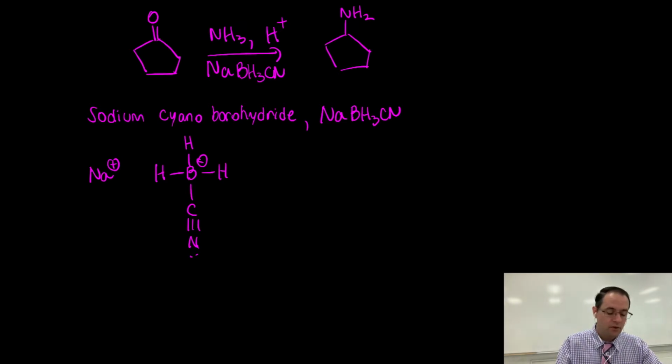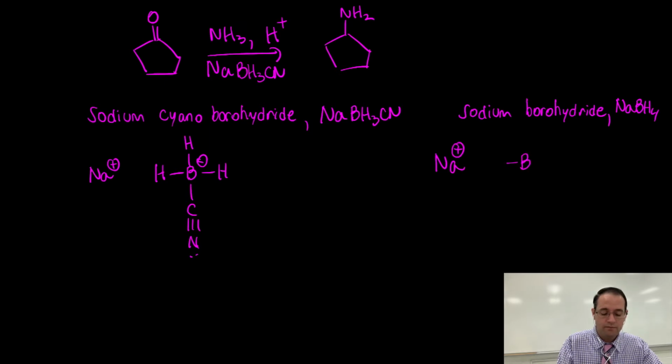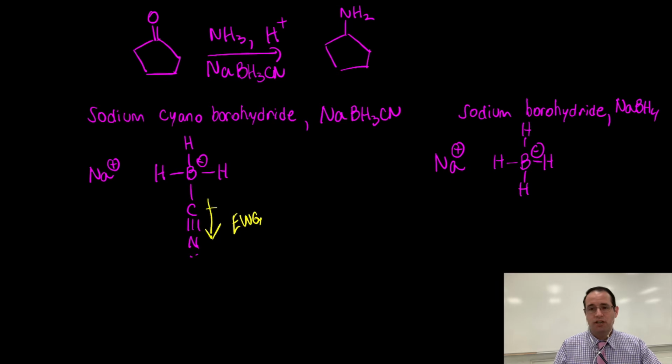Now this is related to sodium borohydride. Okay, sodium borohydride is NaBH4. Let me write that in there. NaBH4. So that's sodium ion and boron with 4 hydrogens here and a -1 formal charge on the boron. Okay. Now, the cyano group is an electron withdrawing group. And it stabilizes the negative charge on boron, and it makes the hydride less nucleophilic and very selective, okay?